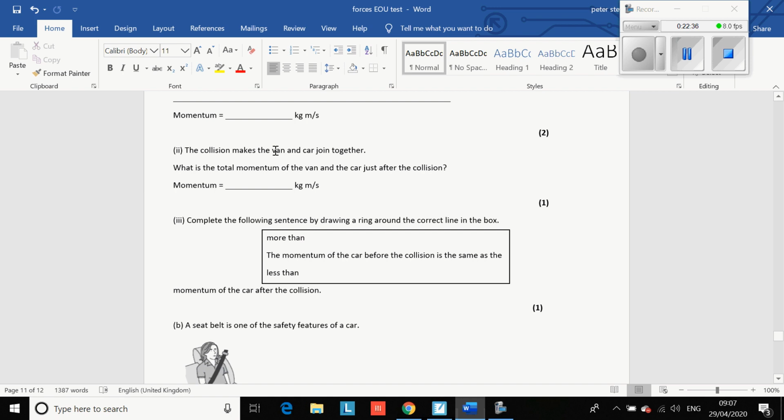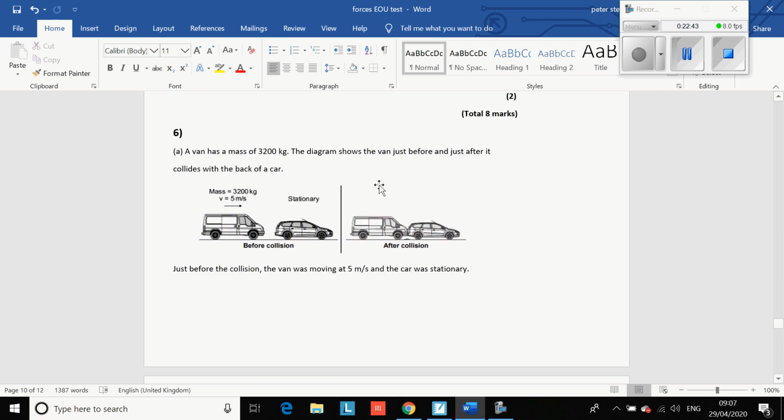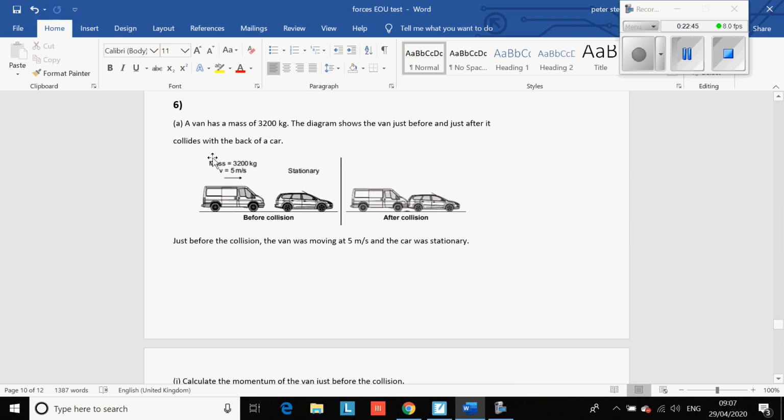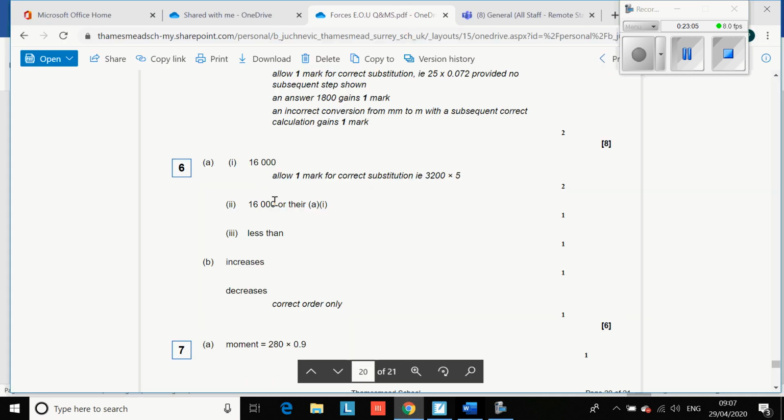The collision makes the van and car join together. What is the total momentum of the van and the car just after the collision? Right, so let's have a look. We've got the momentum. Now remember, this car is not moving, so its momentum is going to be 0. So if they smash into each other and move off together, this had a momentum of 16,000. This had a momentum of 0. So you simply combine those momentums, which in this case is 16,000 add 0. Which is still 16,000.